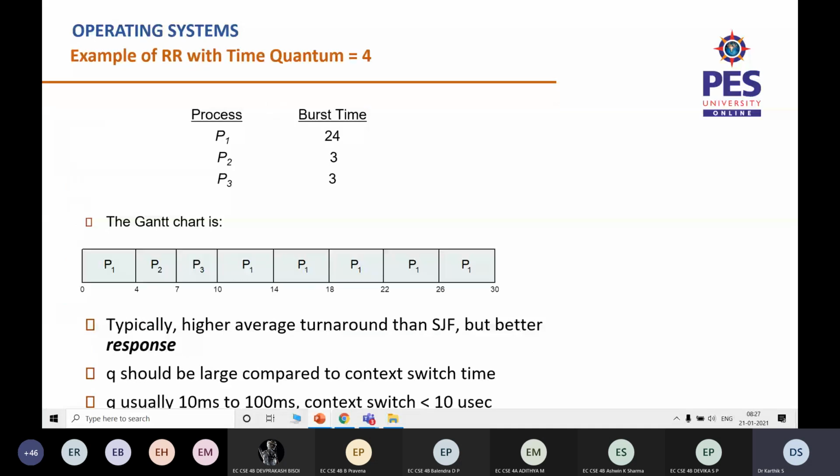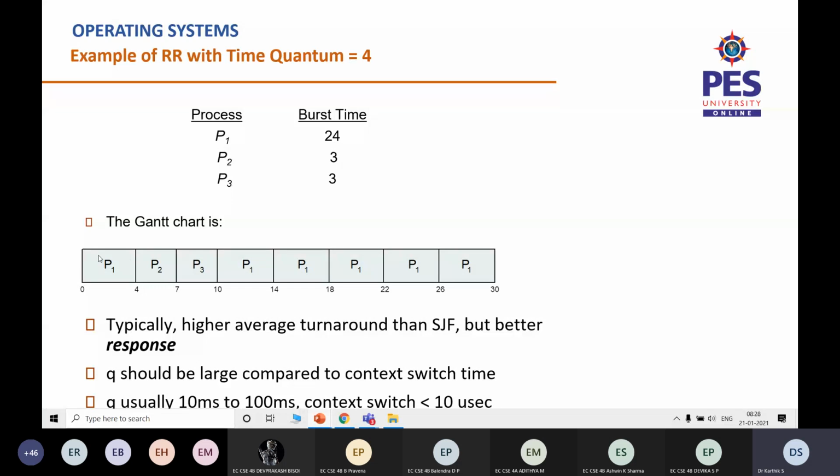Let's take up an example. Let us say there are three processes P1, P2, P3 whose burst times are 24, 3 and 3 respectively. And the assumption here is all three processes have arrived at time 0. So at time 0 itself all three are available to us, and we are going to schedule them using the round robin algorithm, and we are going to keep a time quantum of 4 milliseconds. We have just taken some random number.